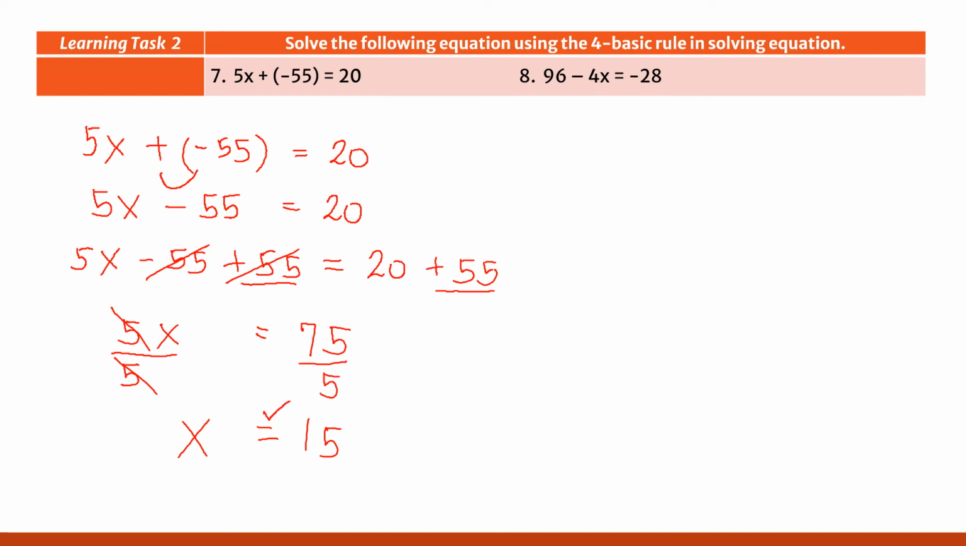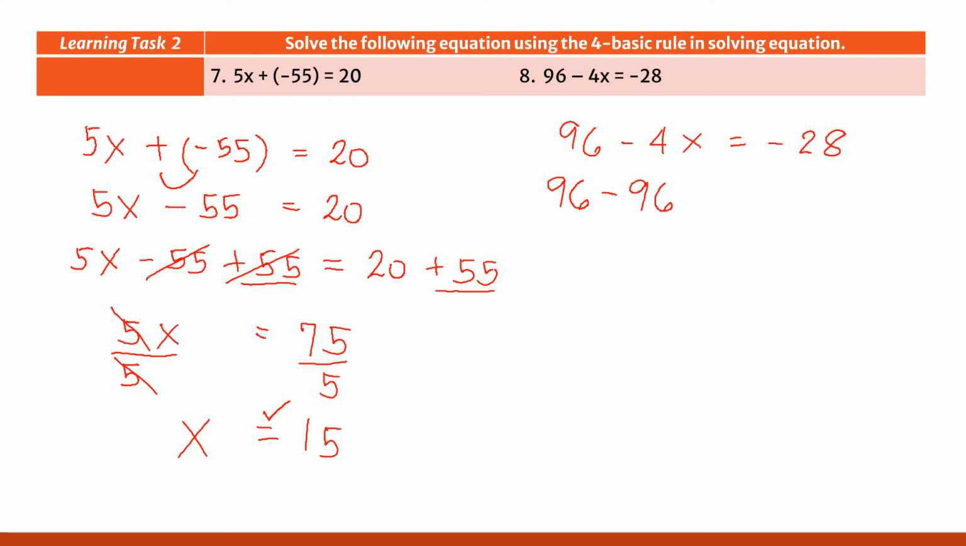Okay? Next. Problem number 8. 96 minus 4x is equal to negative 28. Okay? So, nasan ang variable natin? Nasa left-hand side. Nagkataon, merong constant term na 96. Ibig sabihin, positive 96. So, ang target, makancel yung positive 96. How? This time, ang i-apply naman natin, sigurado, ay yung subtraction property of equality.